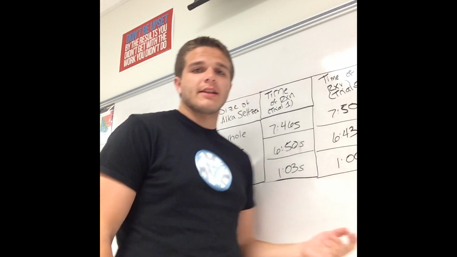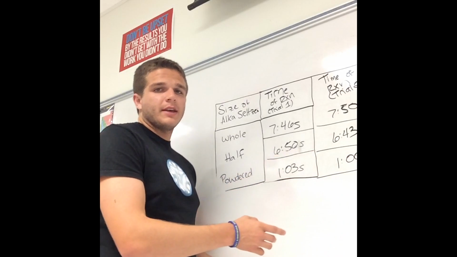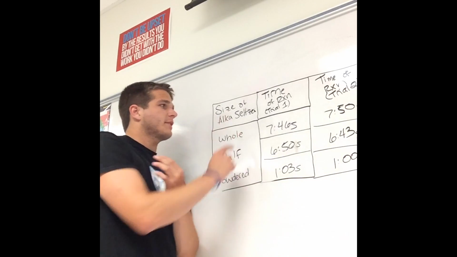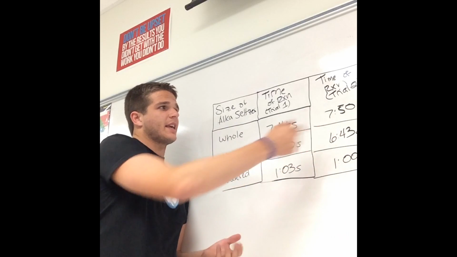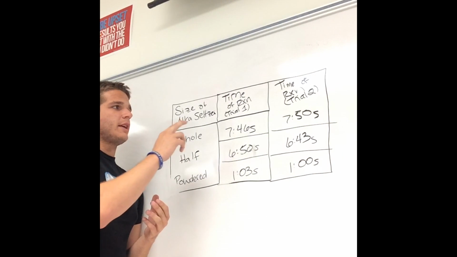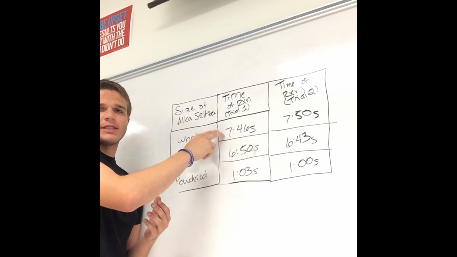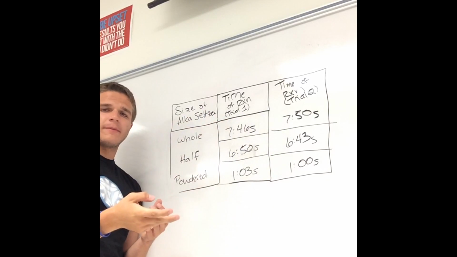Usually, we put our data into a table, and it looks a lot like what you'll see right here. If you look real closely, you'll see 3 different sizes of Alka-Seltzer and 3 different times that came with the size of the Alka-Seltzer. The time of the reaction, as you can see right here, was 7:46 for a whole Alka-Seltzer and 7:50 on the second trial.